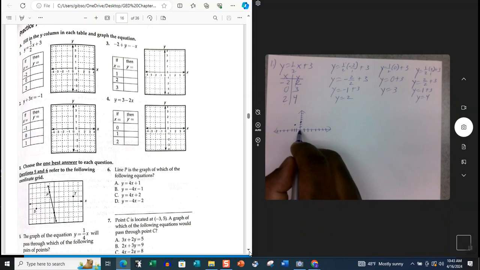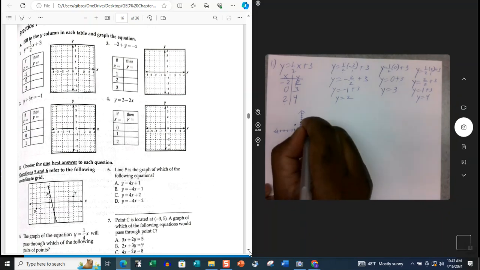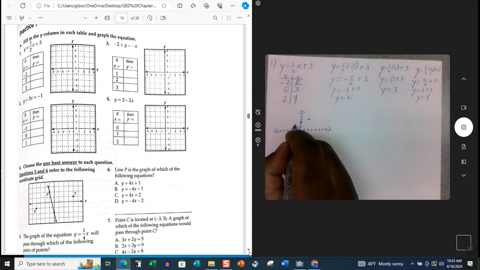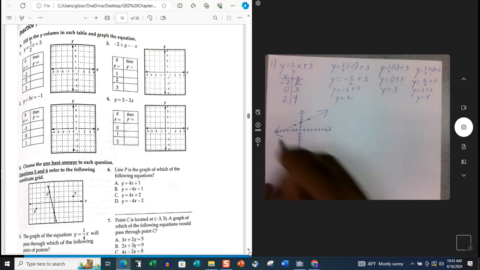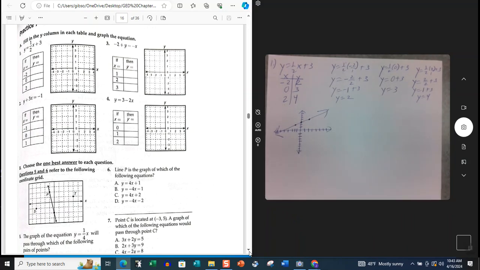Now we start back at the origin. We go to the right 2, then we go up 4. 1, 2, 3, 4. Now we graph it. So that is our line. Now, of course, it'd be a lot better if I had a straight edge, but you get the point here.